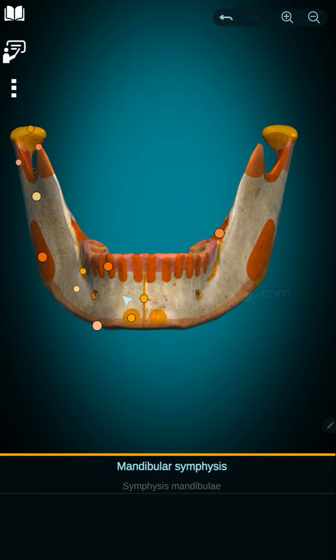And what is the mental protuberance? It is the chin, you can say. It is a median triangular projection. At the inferolateral angle, there is a mental tubercle.